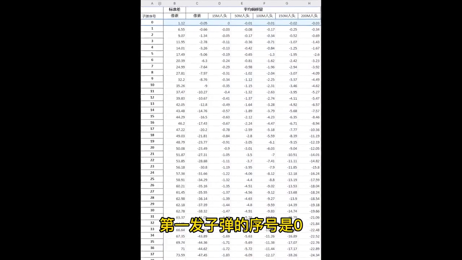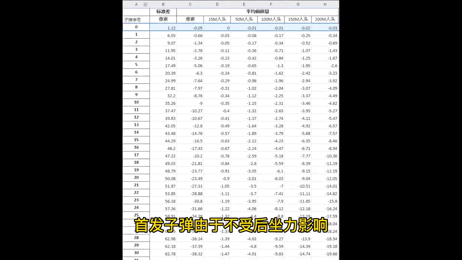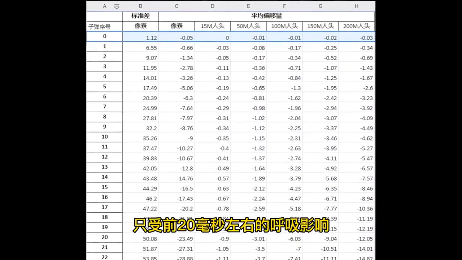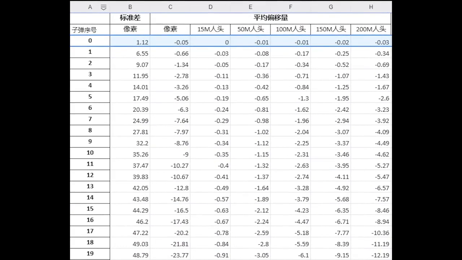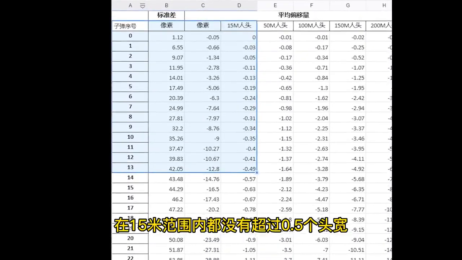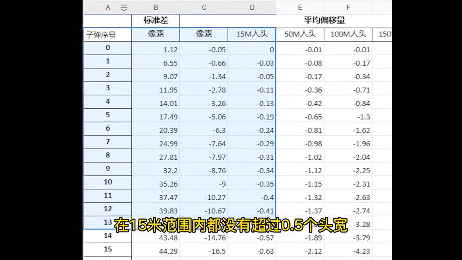The serial number of the first round is 0, the first round being unaffected by recoil. So it is very accurate. It is only affected by the first 20 milliseconds or so of breathing. The average deviation from 200 meters away is also only 0.03 head widths, about the size of an eyeball. The first 14 rounds produced no more than 0.5 head width of offset at 15 meters.